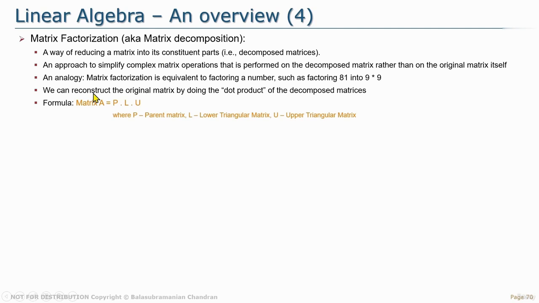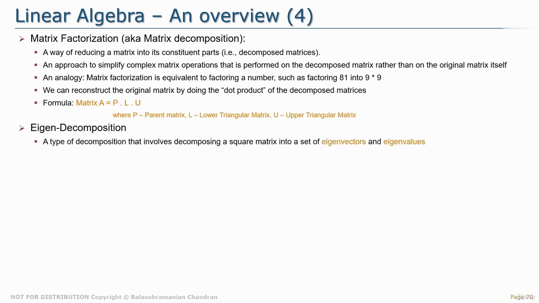I would like to give an analogy here. Matrix factorization is equivalent to factoring a number, such as factoring 81 into 9 times 9. That is, we have decomposed the value of 81 into 9 by 9. We can reconstruct the original matrix by doing the dot product of the decomposed matrices. The formula is matrix A is equal to P into L into U, where P is the permutation matrix, L is the lower triangular matrix, and U is the upper triangular matrix.